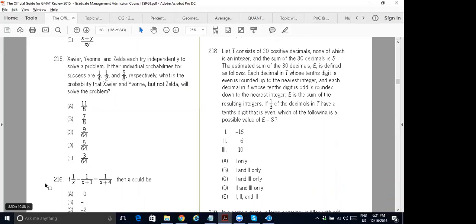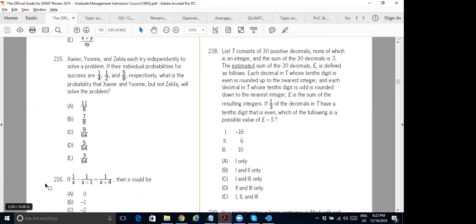S is the sum. So estimated sum minus sum of the three decimals. I don't know how to do this. So, what should be the right approach to solve such a problem? I guess you have to start thinking of concepts that you studied. Obviously, rounding, decimals, and what the properties could be.